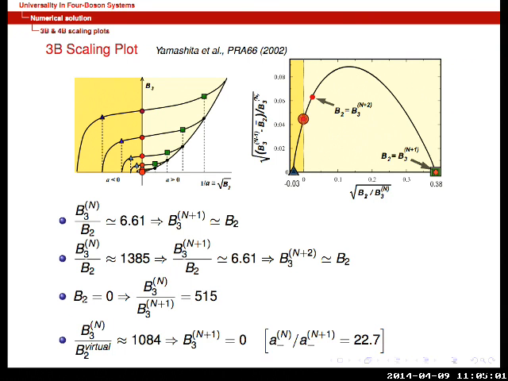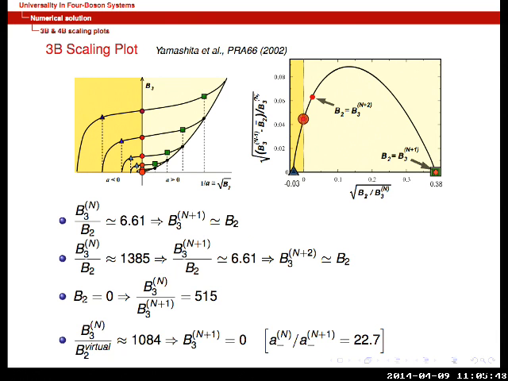If we continue to increase the scattering length, we see that the next, or second excited, trimer appears. It means that when the binding energy ratio of the first excited trimer with respect to the dimer is 6.61, corresponding to here, the next trimer appears. This corresponds to this energy ratio, when the ground state energy with respect to the dimer energy is 1385.